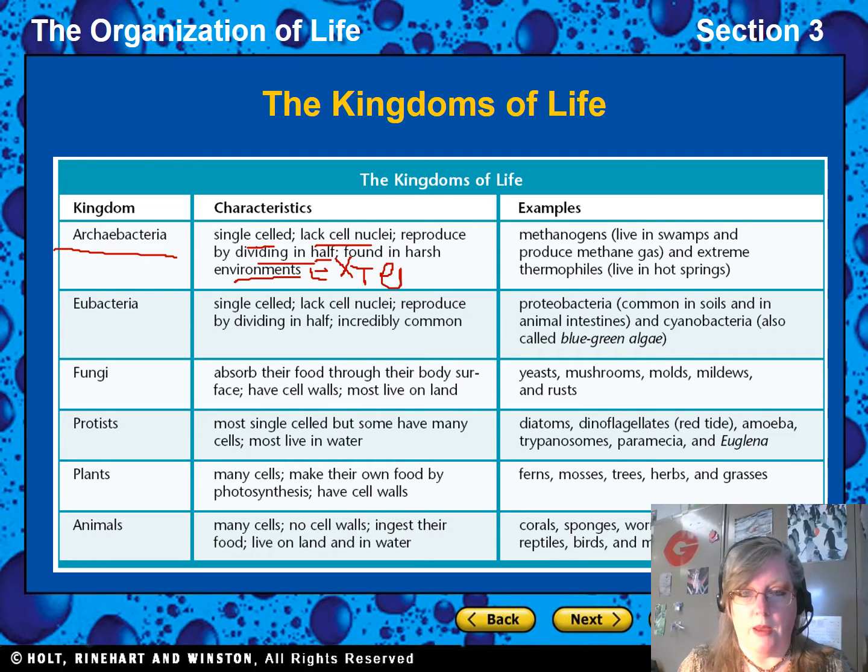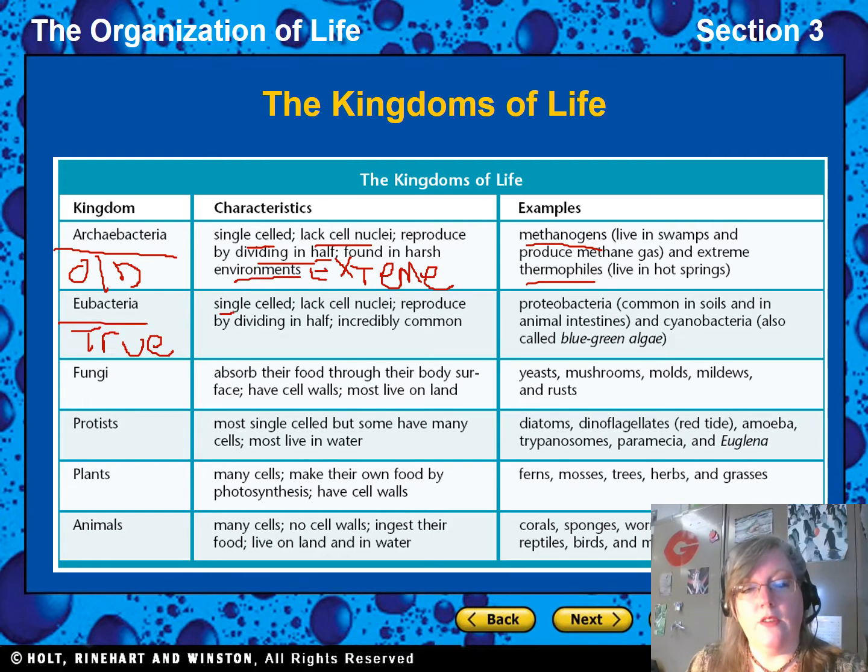It's hard to write with my mouse. These are the ones found, the extremophiles. Some live off of methane in the swamps, some like crazy heat, some like salt. Now, the Archaebacteria are the old type. The Eubacteria, that EU means true.